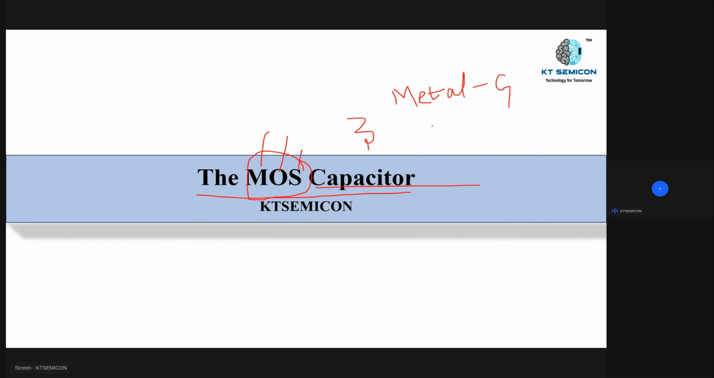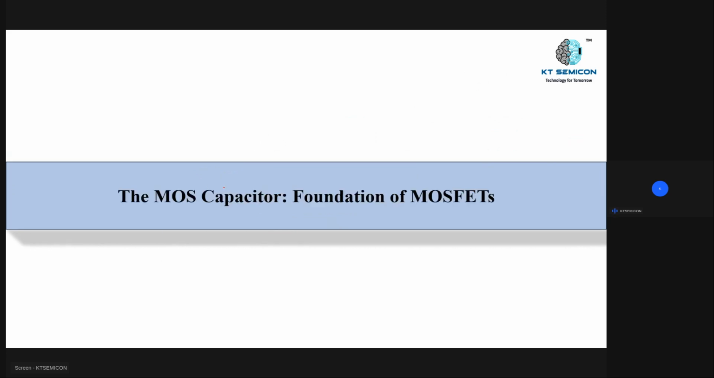The second layer is oxide. This is going to work as the insulator in between the gate and the substrate. The third one is the substrate, which is either N type or P type. And the MOS capacitor is the foundation of the MOSFET. MOSFET is a transistor, and every transistor has this MOS capacitor.